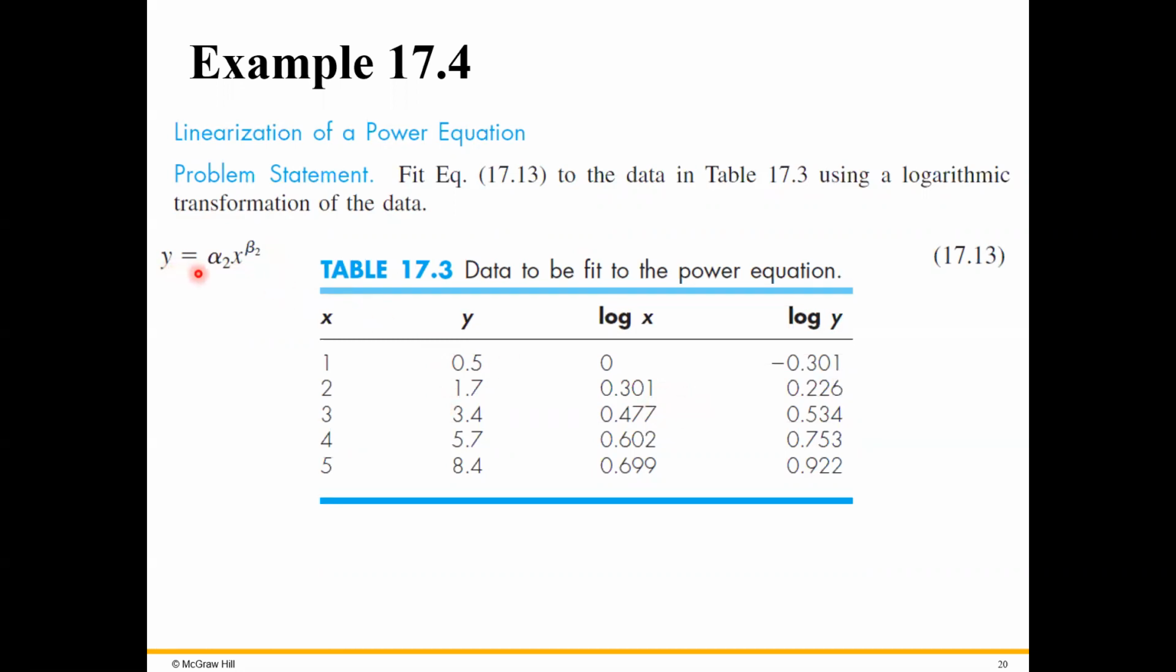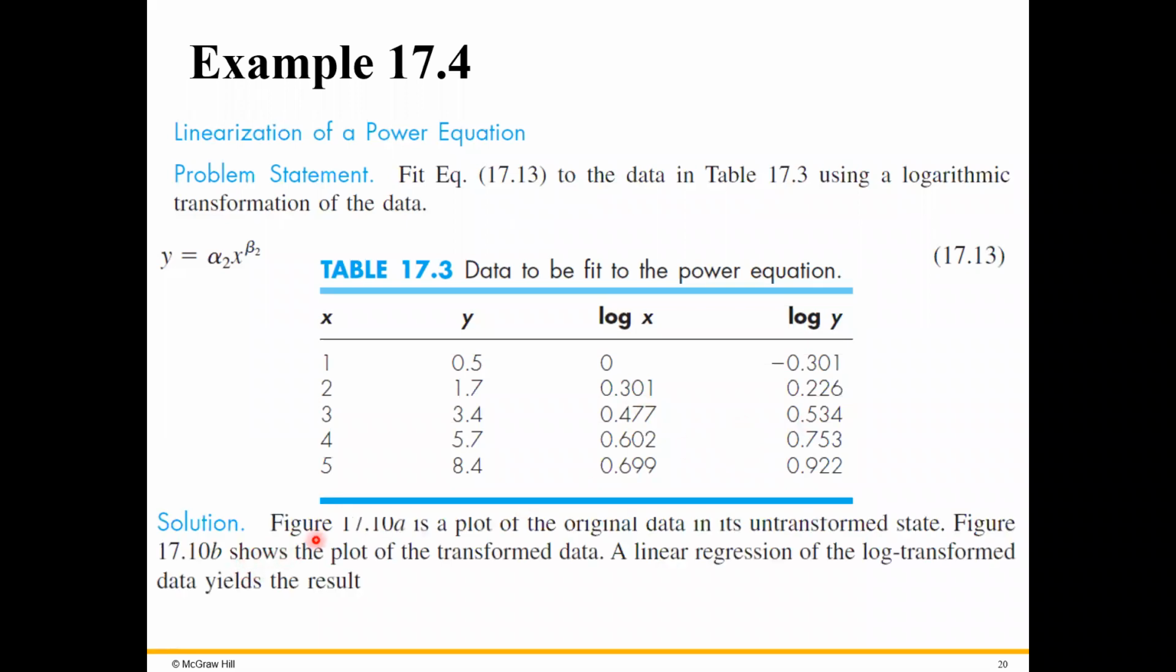So if we want to fit this data into the power series, we have to take the log to the base 10 of both x and y. And then we can do the linear regression between these two. So in the next figure is a plot of the original data in its untransformed state, and in figure B, it shows the plot of the transformed state. So a linear regression of the log-transformed data yields the result.